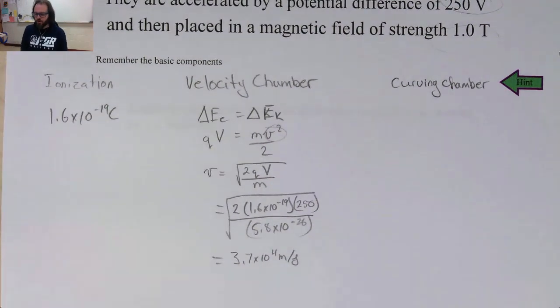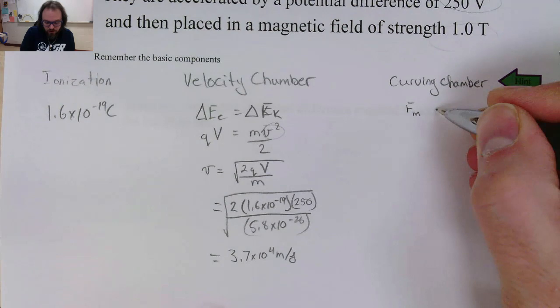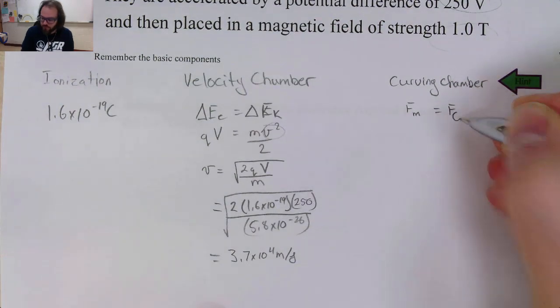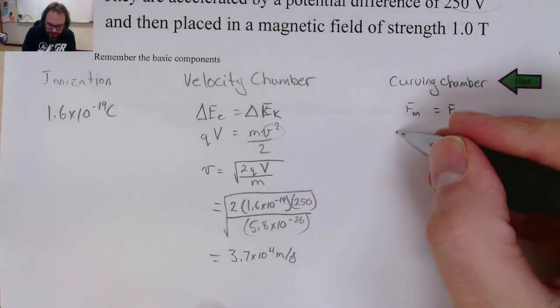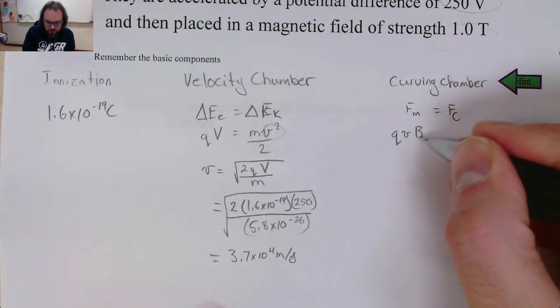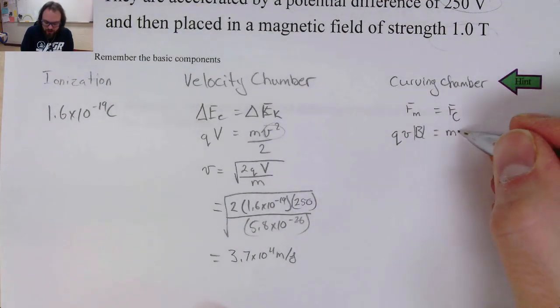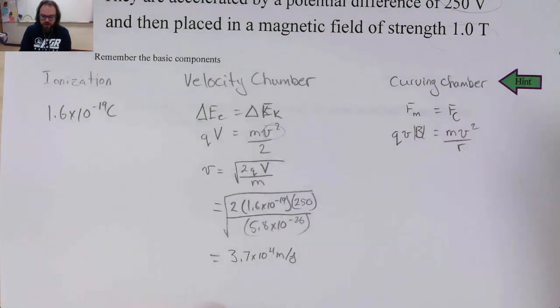So now I'm going to look at my curving chamber. Remember, we're looking at force. In this part, we know that our magnetic force is what's curving it. So my magnetic force must be equal to my centripetal force. In other words, my magnetic force, which is my charge times my velocity, which is perpendicular to my magnetic field, must be equal to my mass times my velocity squared divided by my radius.